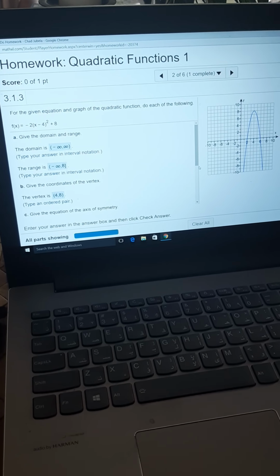Okay, we'll go through and analyze it here once again. What is the domain and range? Where's the vertex? Where does it hit the y-axis? Where does it hit the x-axis? Those are the intercepts. And what is the axis of symmetry?